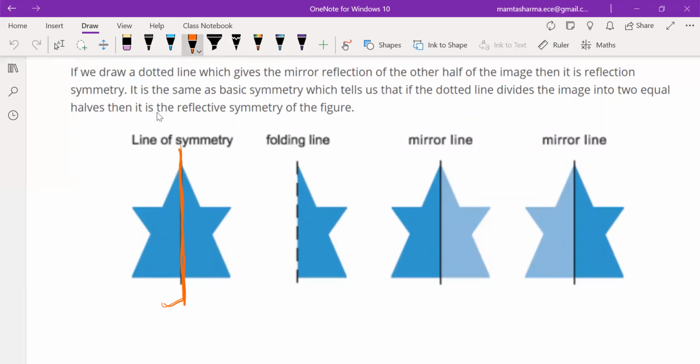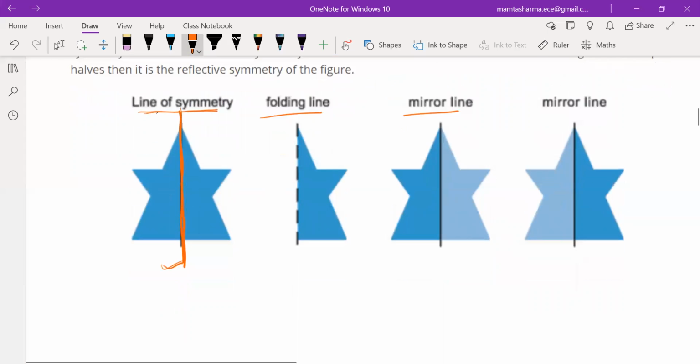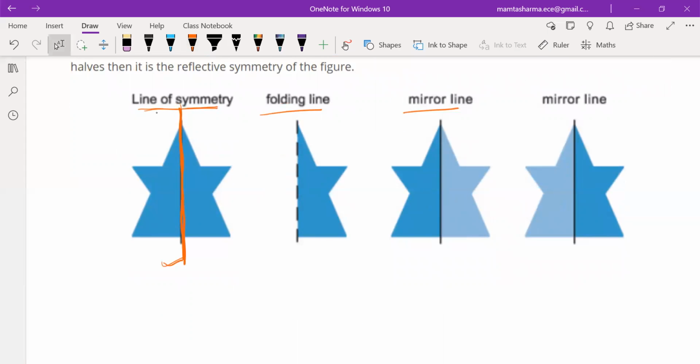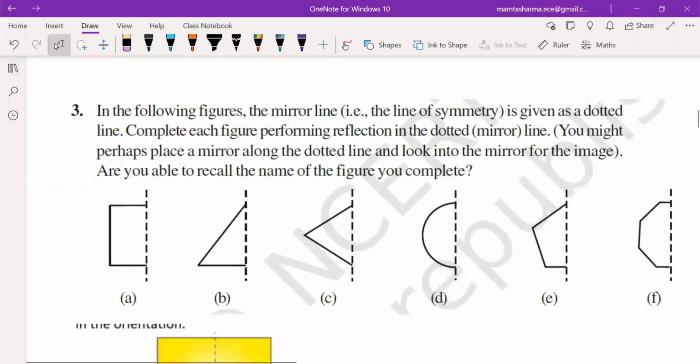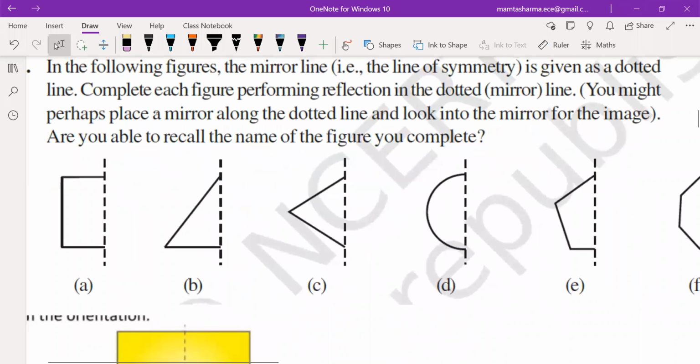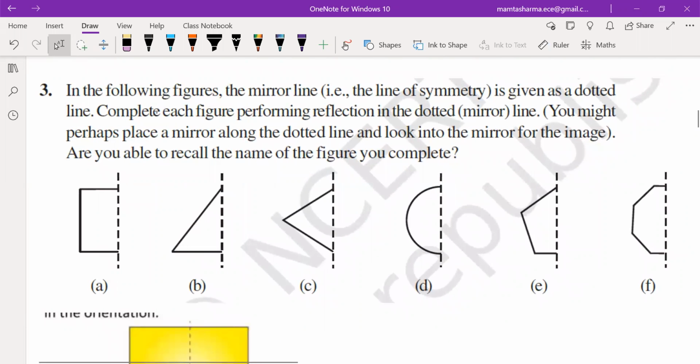Now see, there are many names for this line. You can say line of symmetry, or folding line, or mirror line. They all give the same meaning. Clear? Now we have a few figures. Could you tell me, if I draw the other half, how will you draw the mirror image, or the reflective image, of the same image?